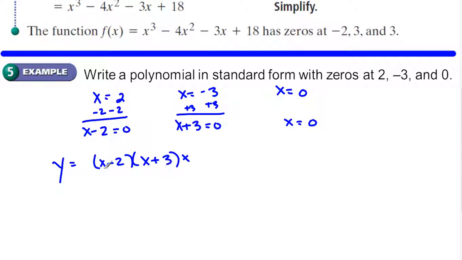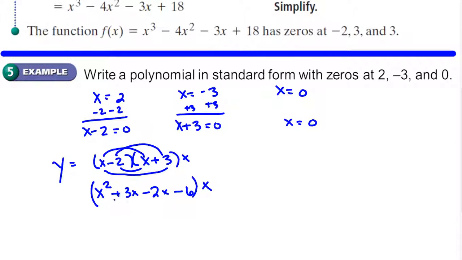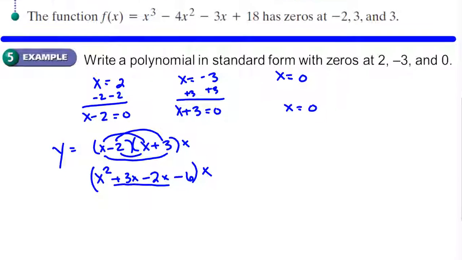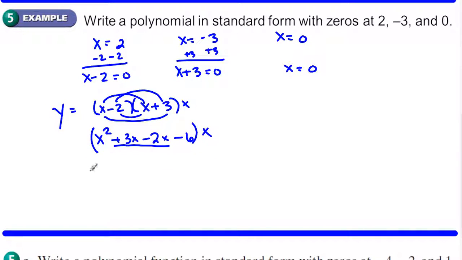All right, I'm going to multiply the binomials together. So we have x times x, which is x squared, x times 3, which is 3x, negative 2 times x, which is negative 2x, and negative 2 times 3, which is negative 6. Putting parentheses around that, and then multiplying that by x. We need to simplify the middle two terms, which is going to give us a positive x, because positive 3x minus 2x is just positive x. So you have y equals x squared plus x minus 6 times x.